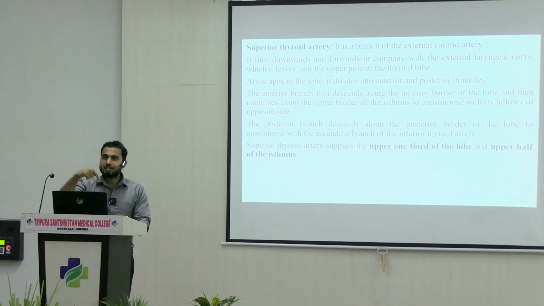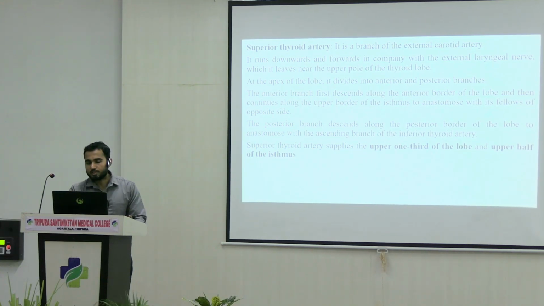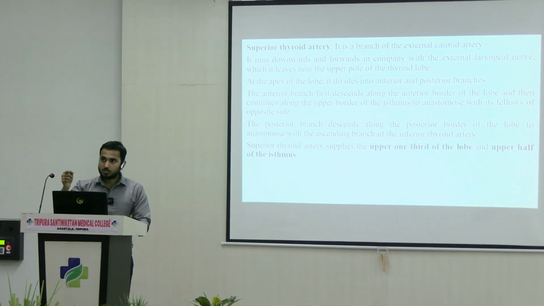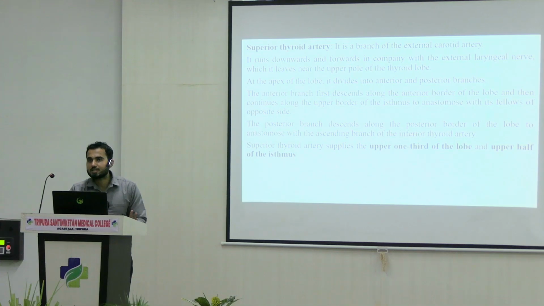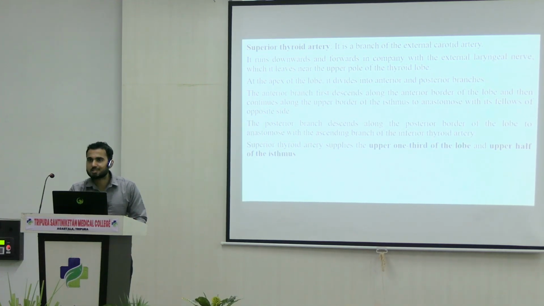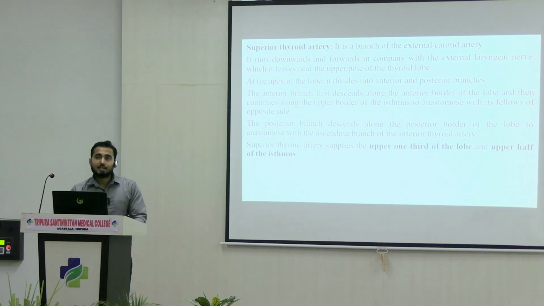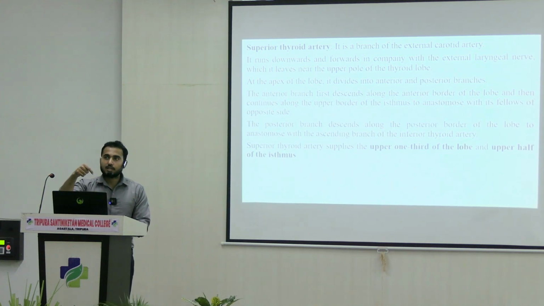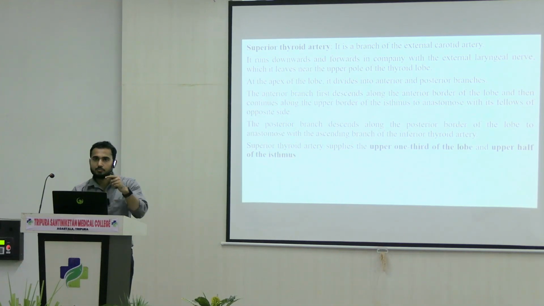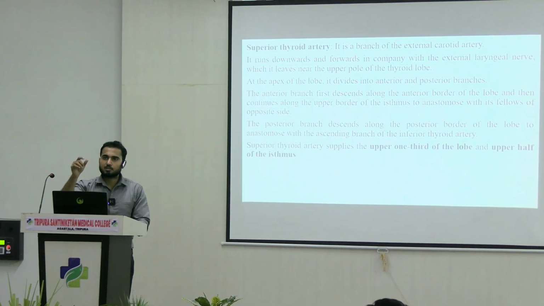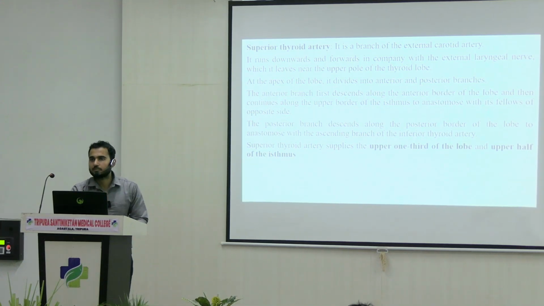So after origin, it will descend downwards and forwards with the external laryngeal nerve. So this is the relation. Whenever the artery is descending downwards and forwards, it is accompanied by a nerve. Which nerve is this? External laryngeal nerve, which is a branch of the vagus. Now, when it reaches near the apex of the lateral lobe, the nerve will leave the artery. Up to just adjacent to the apex, it will accompany the artery. Beyond that, it will leave the artery, and the course of the nerve is different.